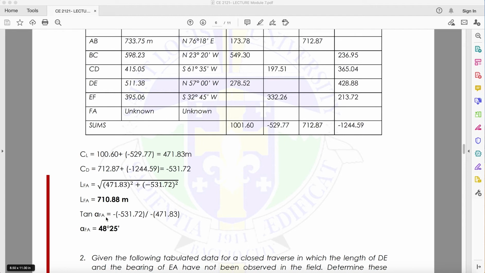Now for the direction, the departure here is negative, so it would be on the west side, because departure is along the x-axis. For the latitude, it is positive. Therefore, it is north 48 degrees 25 minutes west. That would be the bearing.